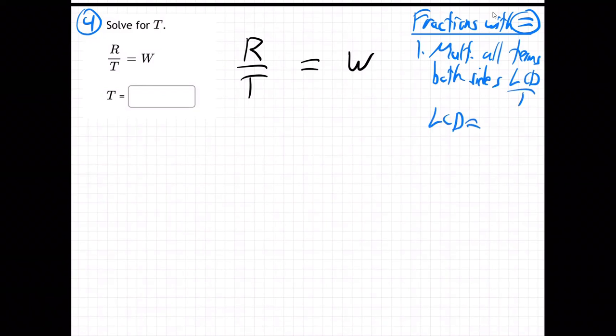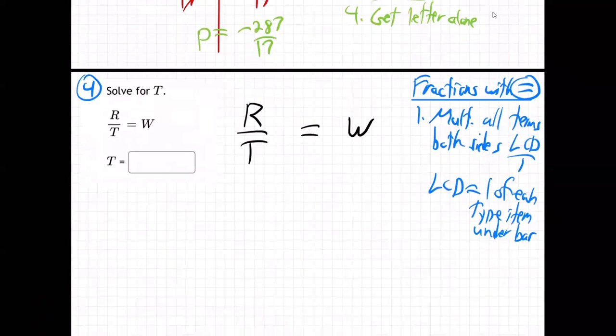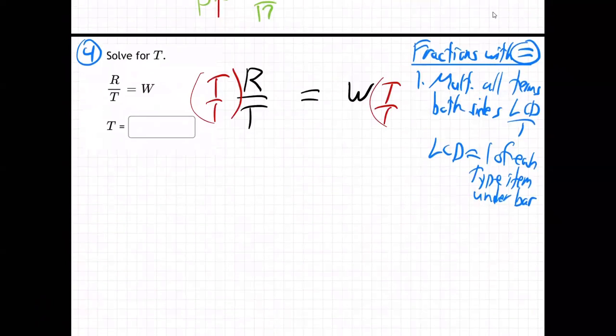And what is the LCD? One of each type of item under a bar. In this case, we've only got one thing under a bar, T. That's the only bar, and T's the only thing under the bar. So that's pretty straight ahead, right? What are we going to multiply by? Well, we're going to multiply by T over 1, LCD over 1, all the terms on both sides.